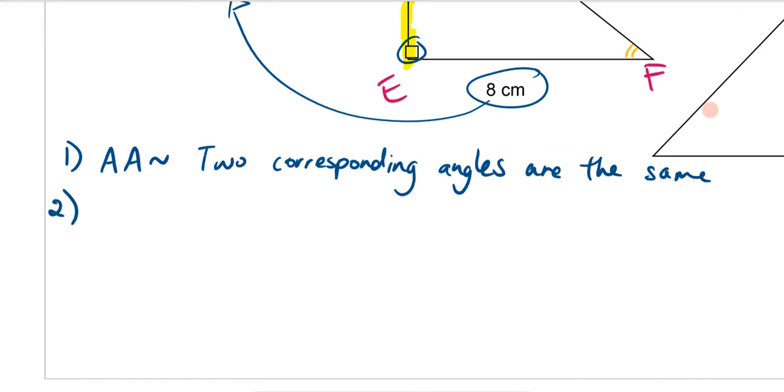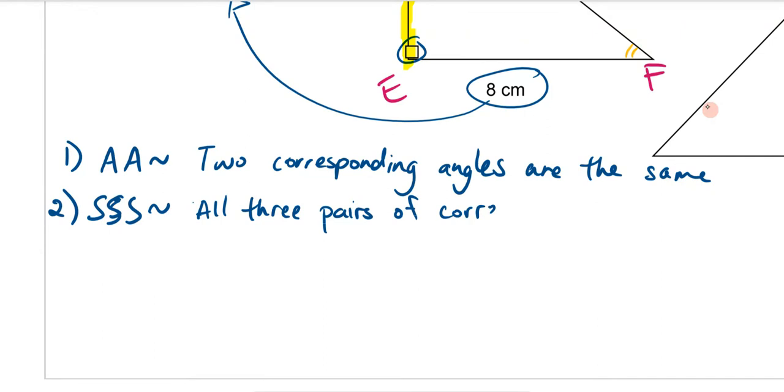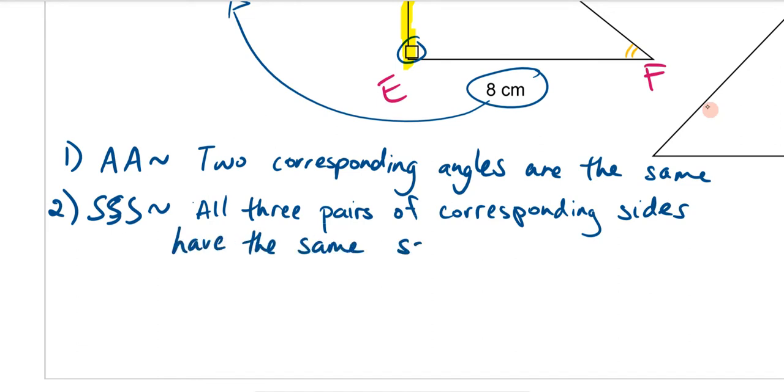The second way to tell if 2 triangles are similar is by checking all 3 pairs of corresponding sides, so SSS. So if all 3 pairs of corresponding sides have the same scale factor. And I'll show you how that looks in some later examples.